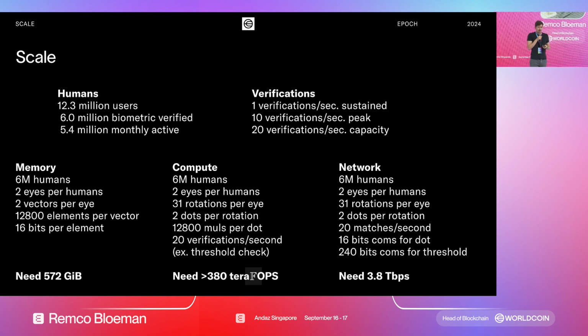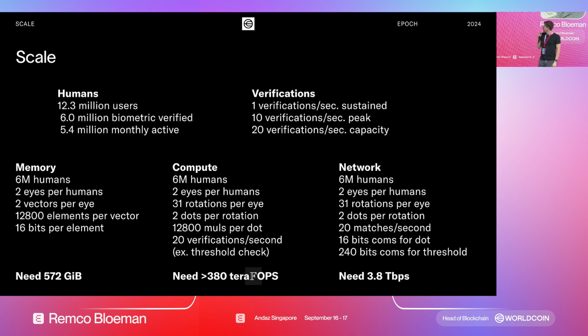Now, what does that mean? You can look at the memory requirements for just these iris codes. We have 6 million humans, they have 2 eyes, we have 2 vectors per eye, we have 12,800 elements per vector, and we encode them in 16-bit elements, so we need half a terabyte of memory just to store the database. The performance requirements actually make it such that we need to store all of that in GPU memory to be able to hit our throughput.